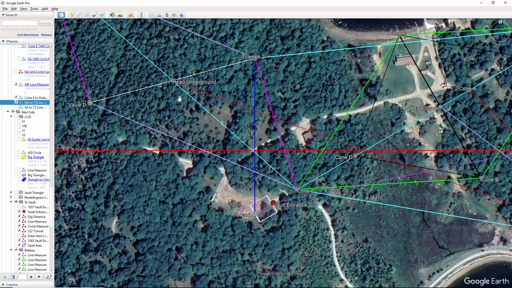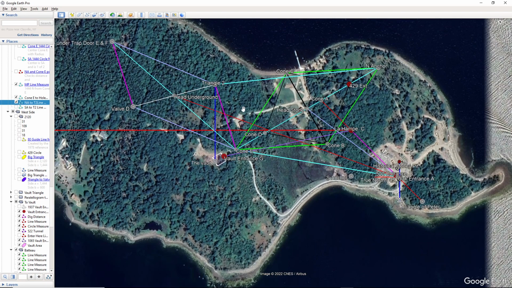So yes, the distance from cone E to the middle of this parallelogram and to this parallelogram is equal, which is 722 feet. So there's a lot of similarities to the distances that may be associated with each of the puzzles.